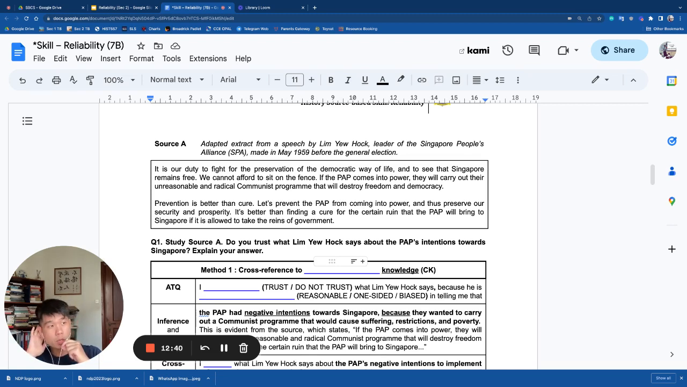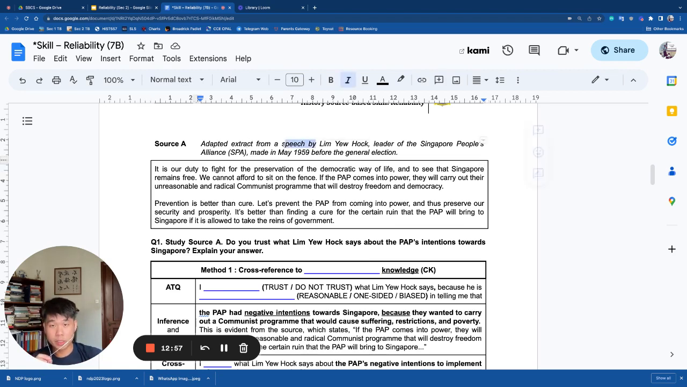So at this point, Lim Yew Hock is leading the Singapore People's Alliance, and David Marshall has left the Labour Front, and David Marshall has created a new party which you might find familiar. He has created the Workers' Party, right? This is in 1959. So let's look at source A.